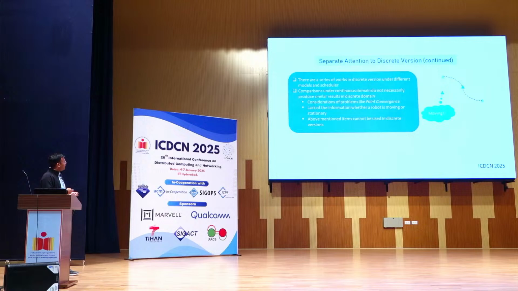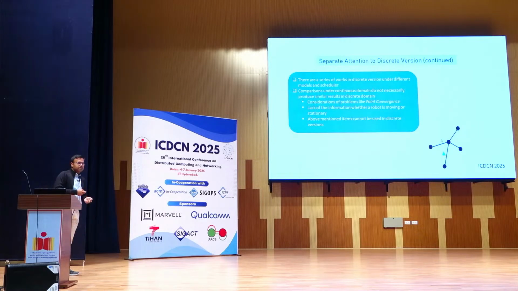Next is lack of information. Okay, when a robot sees another robot in a snapshot, it cannot distinguish whether the robot is actually moving or still. It cannot say. But in the discrete domain, if a robot is seen on an edge, you can say no, it is moving. It's not still. So there are some fundamental differences. That's why the results do not follow completely from the continuous domain.